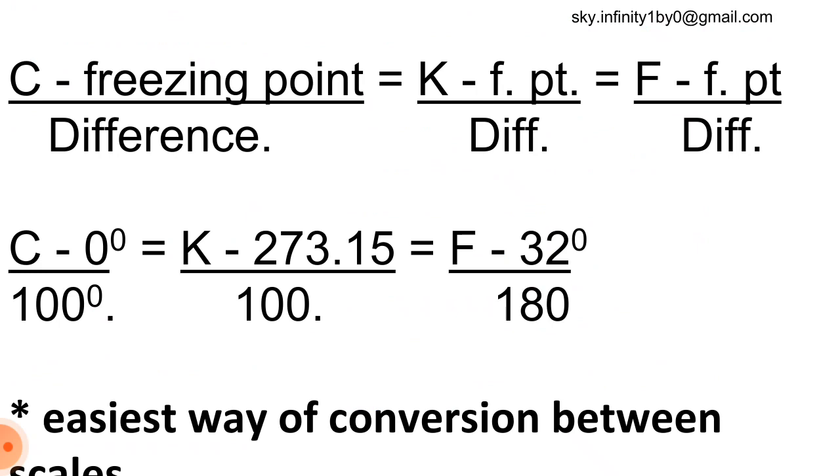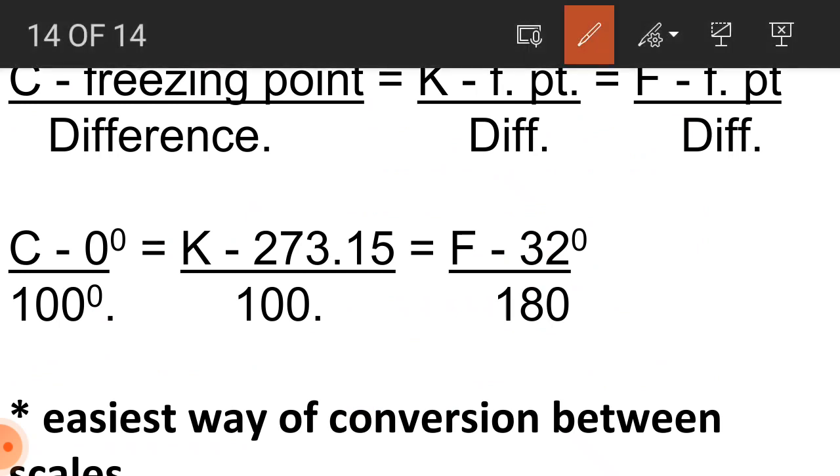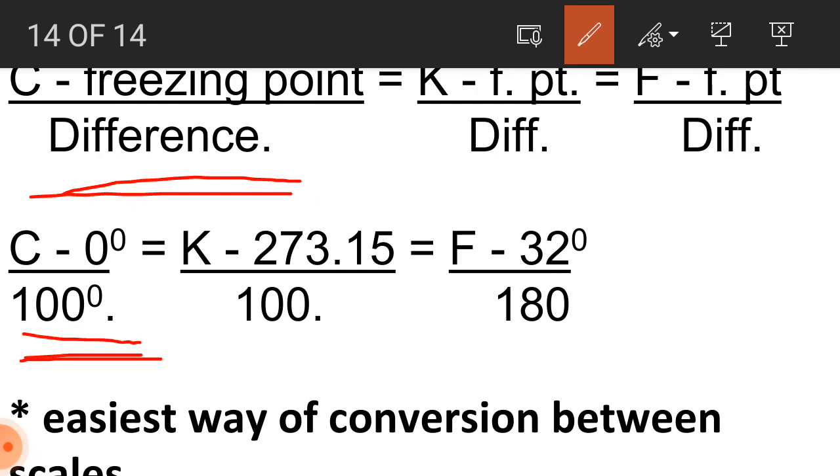In this formula, the alphabet C defines the temperature. So if a question is given to you in terms of Celsius, then you will put C as the first part. The freezing point, as we all know, for Celsius scale is 0 degrees, and below it will be the difference. We have seen that the difference between the freezing and the boiling point is 100 degrees for Celsius scale.